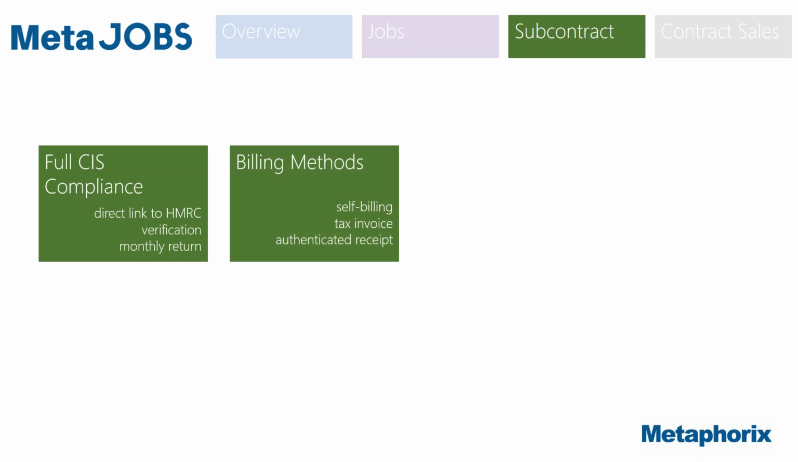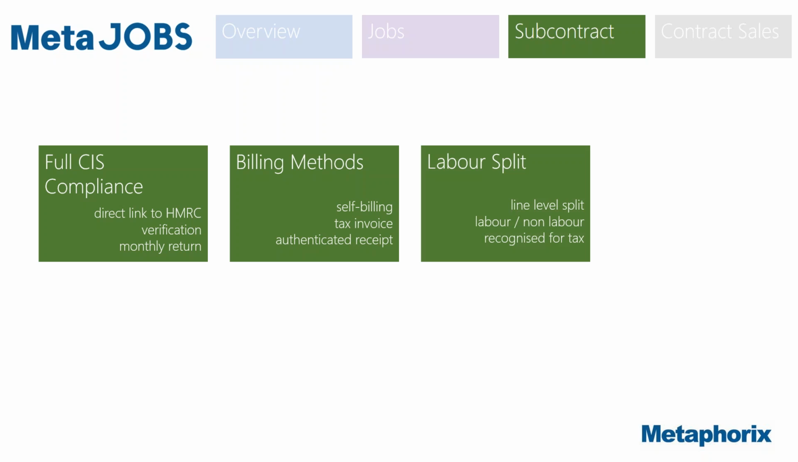All the standard billing methods you'd expect are in there, so you can do self-billing. If you're doing applications, certificates, cumulatives, that type of thing, you can put that through self-billing. Also, there's tax invoices if your subcontractors give you invoices. And if you need to, there's authenticated receipt in there as well.